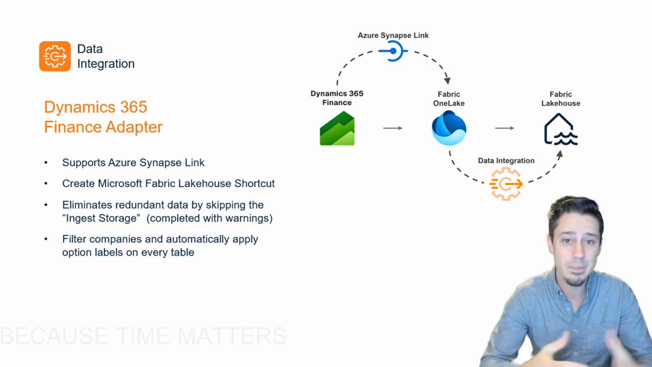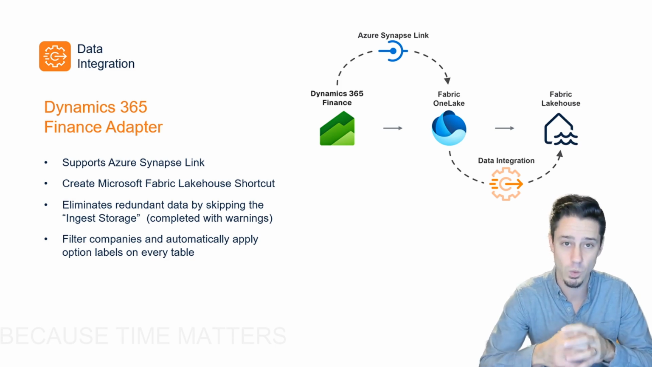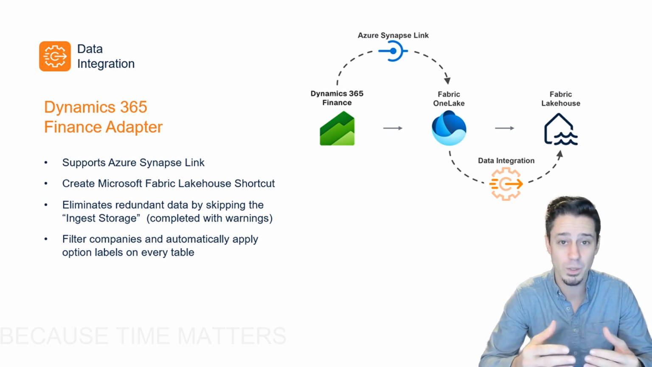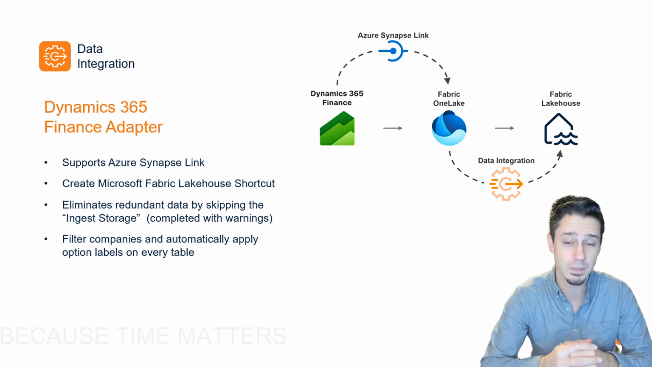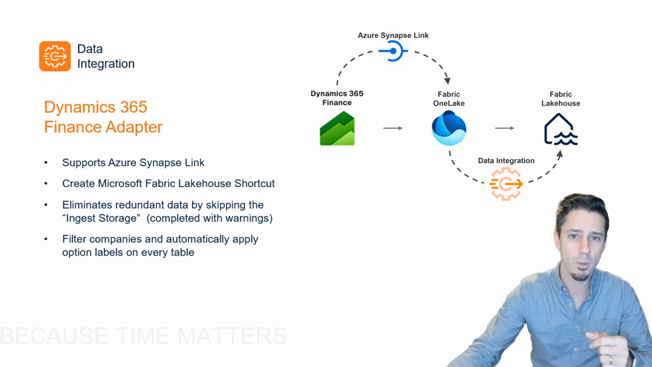Now, this does eliminate a lot of the redundant storage by skipping the ingest storage. Of course, with this adapter, you can filter out companies and automatically apply option labels on every table. Let me show you a little bit more about how this works.